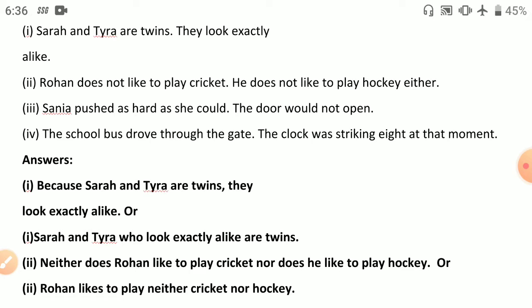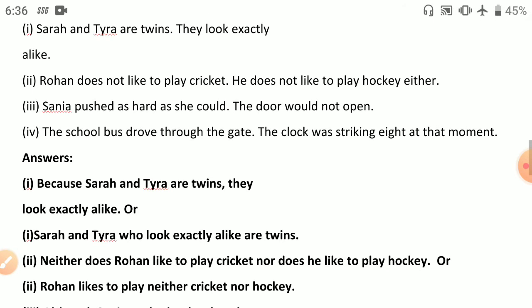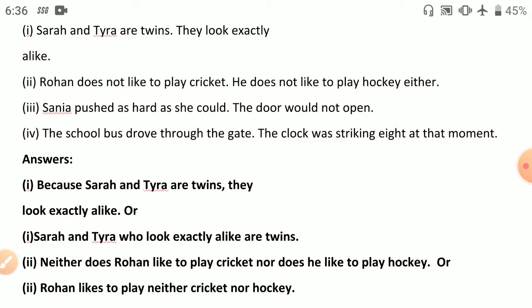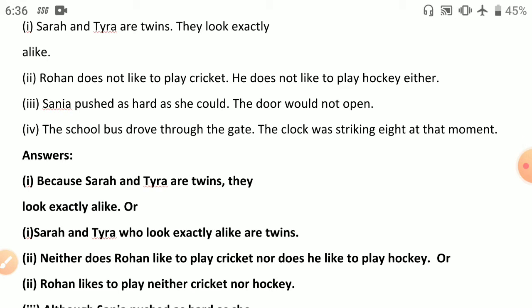The second one is easier. Whenever you are having neither and nor, whatever construction you use after neither, the same construction should follow after nor. So, neither does Rohan like to play cricket; after nor also the same construction is there. Nor does he like to play hockey.